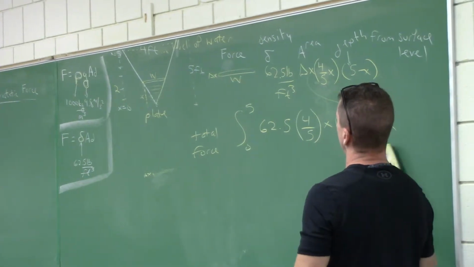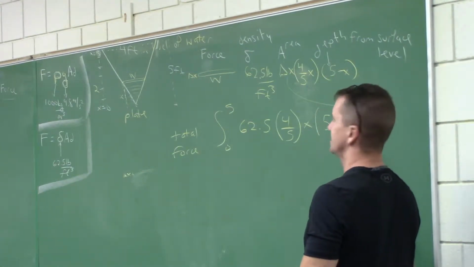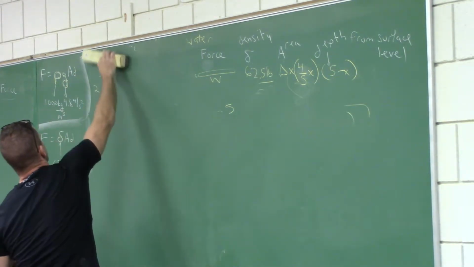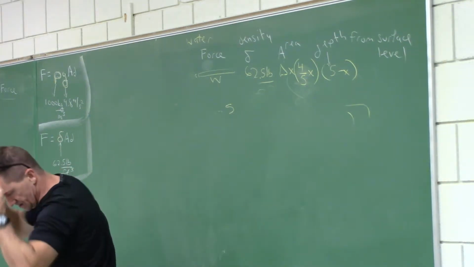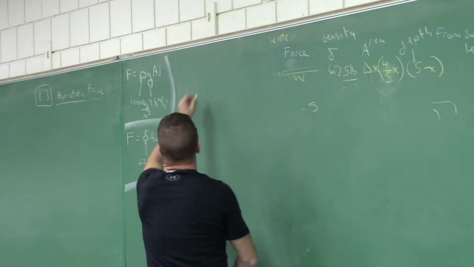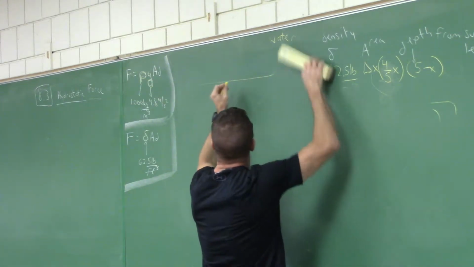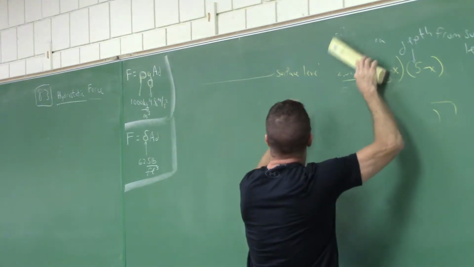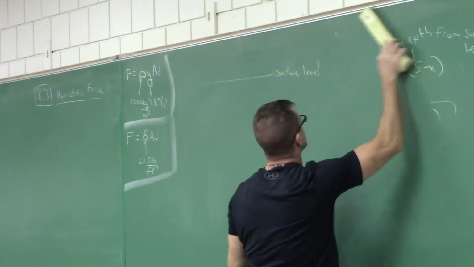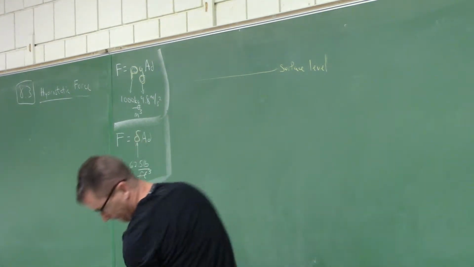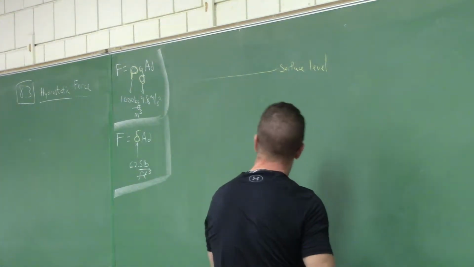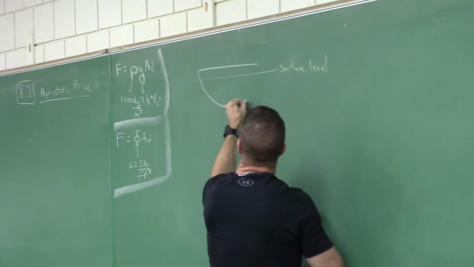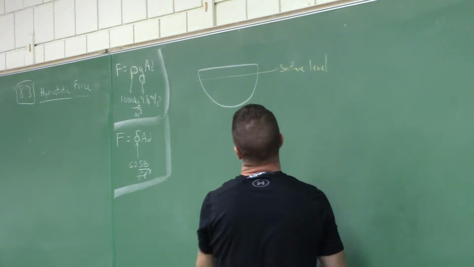Cool. Hey, can I erase this? All right. Hey, one more. And this one I'm going to have to drop lower because I'm taking this problem from the book. This was in meters, so here's the surface level. I'm just going to drop a little lower. There's the surface level of the water. This has a semicircle shape, just like that.